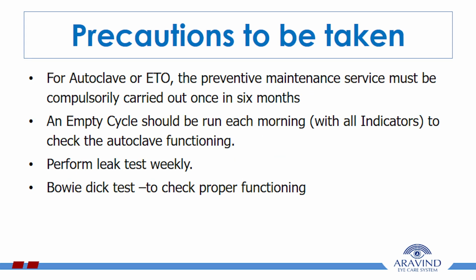Precautions to be taken. For autoclave or ETO, the preventive maintenance service must compulsorily be carried out once in 6 months. An empty cycle should be run each morning with all indicators to check the autoclave functioning. Perform a leak test weekly. Bowie-Dick test to check proper functioning.